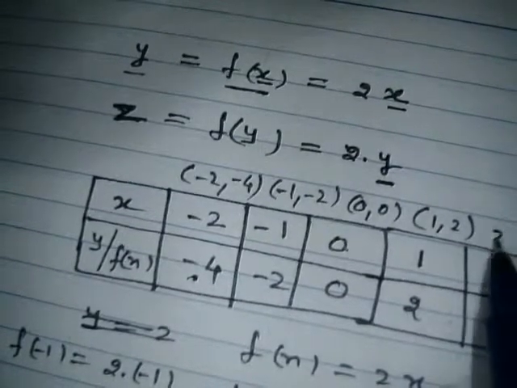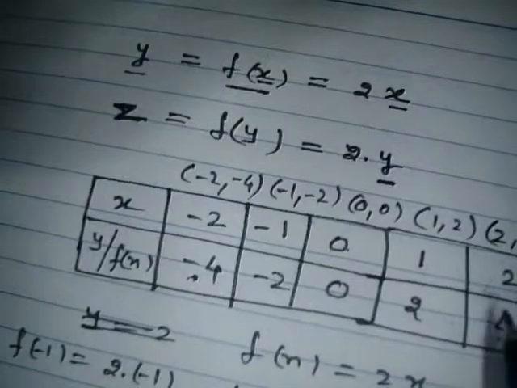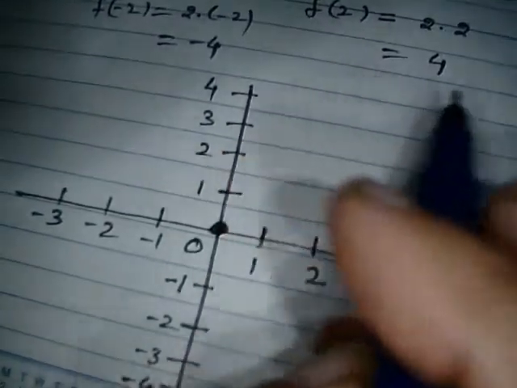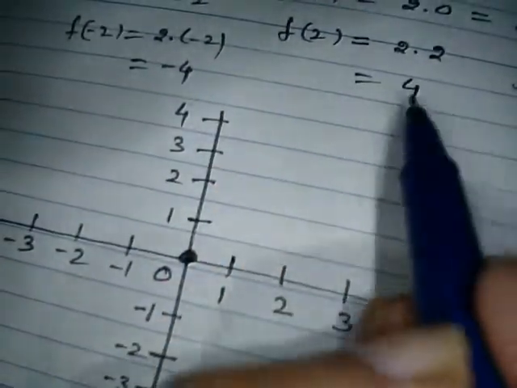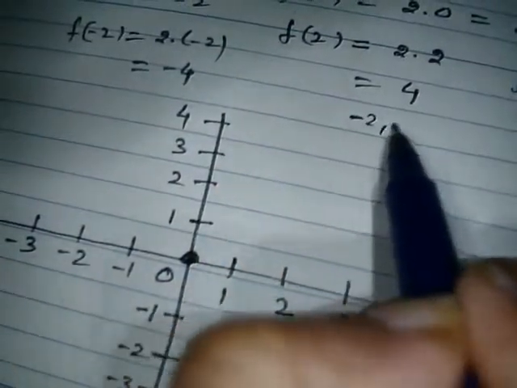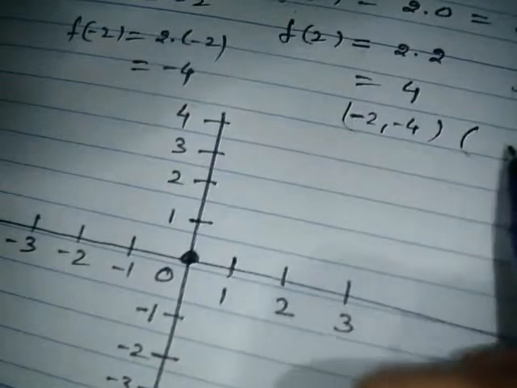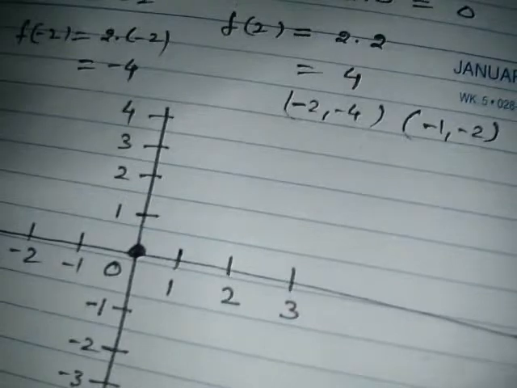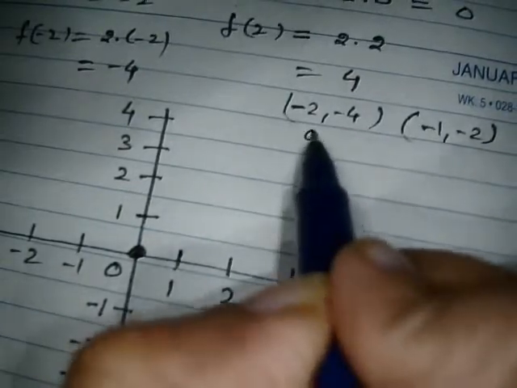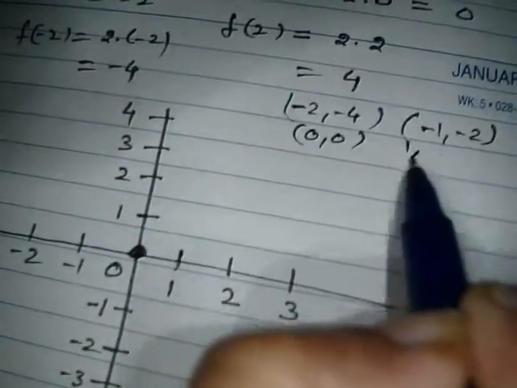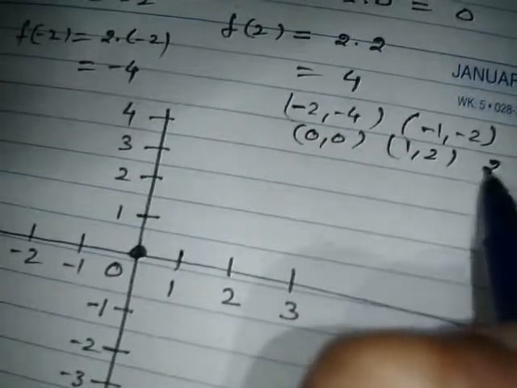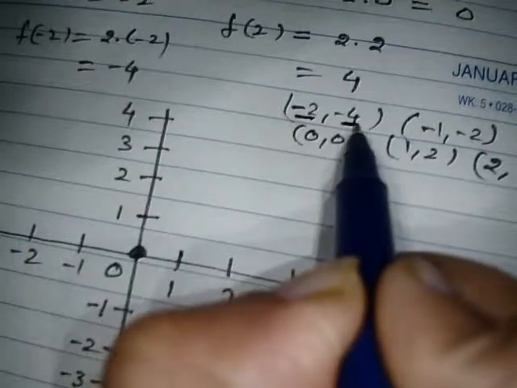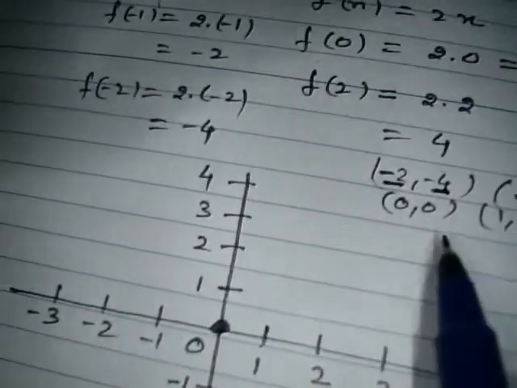So I need to plot those points. I am going to write over here those pairs: negative 2, negative 4; negative 1, negative 2; 0, 0; 1, 2; and 2, 4. When x is negative 2, the y value is negative 4. So this is x negative 2, and on negative 2, y is negative 4.